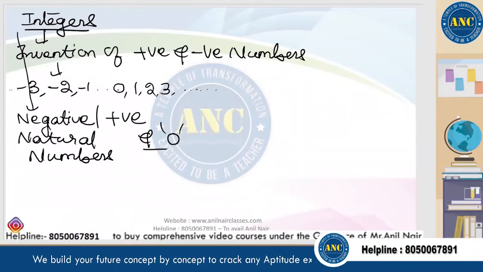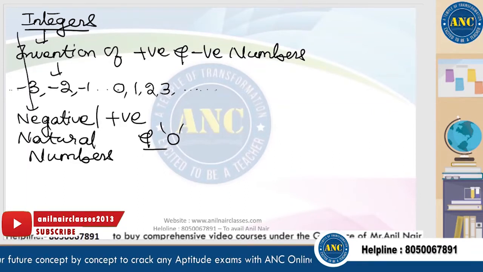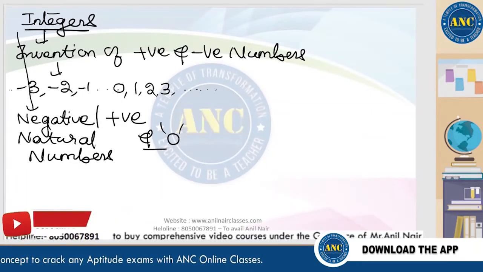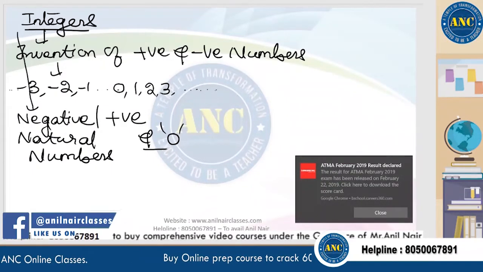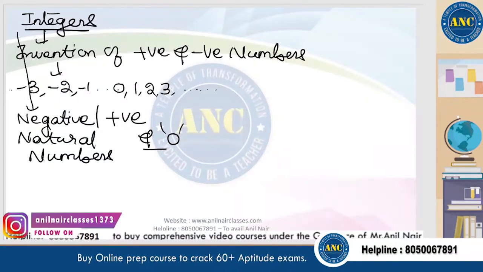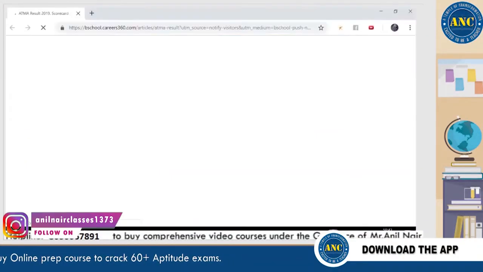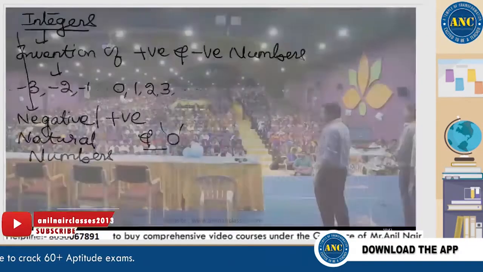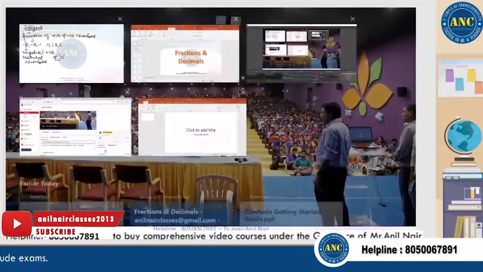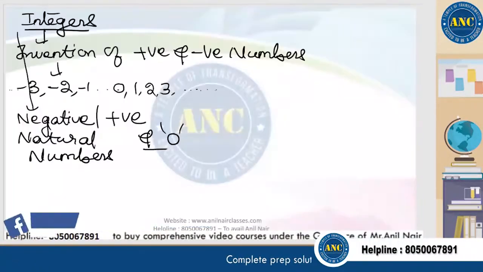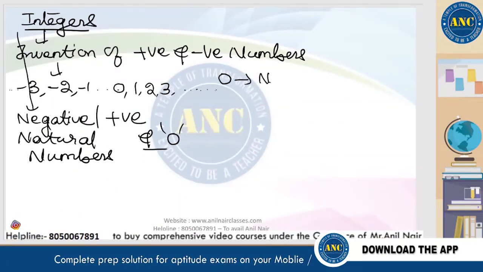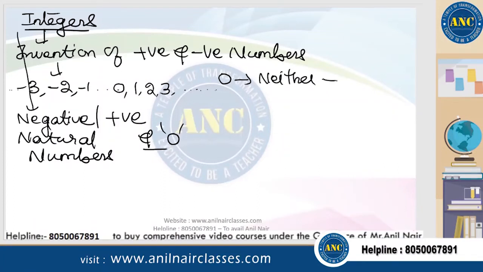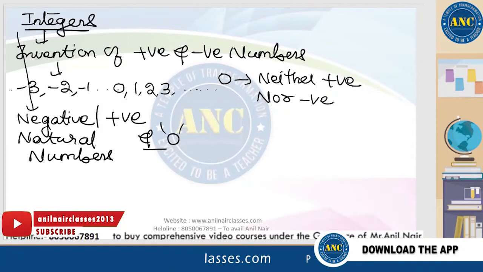Natural numbers are the numbers which can be counted. Invention of 0 has resulted in a new set of numbers which we call whole numbers. Then came negative, 0 and positive, then came integers. I hope it is clear. Next important point: 0 is neither positive nor negative.